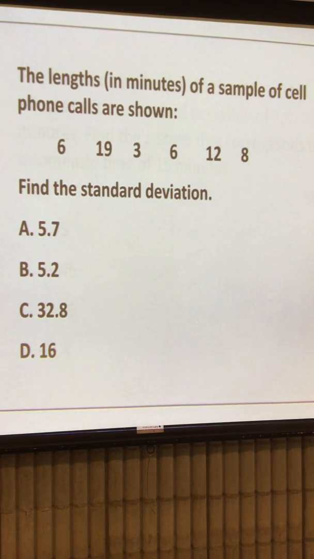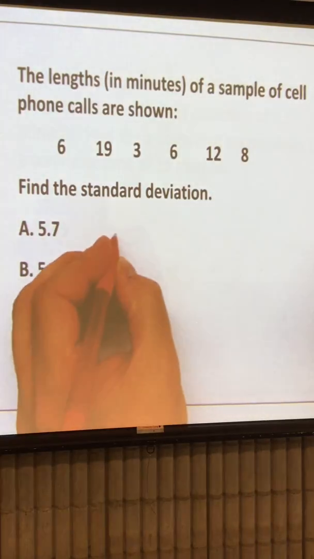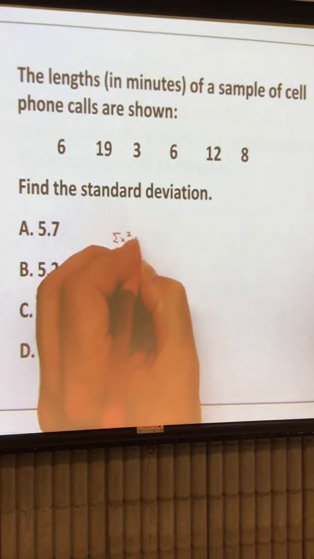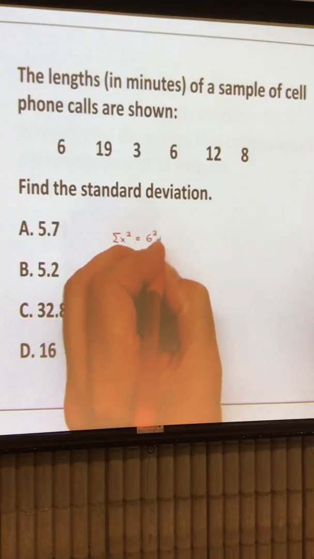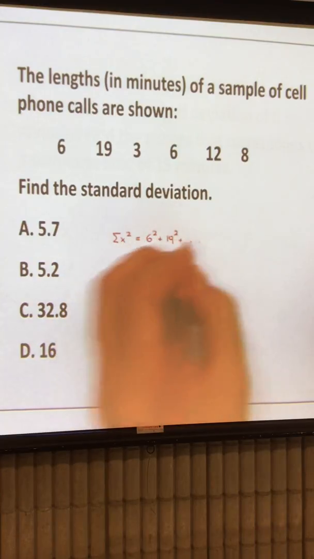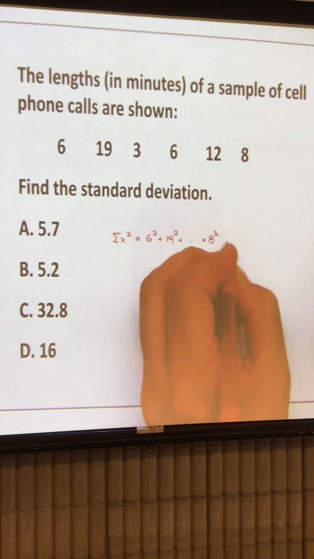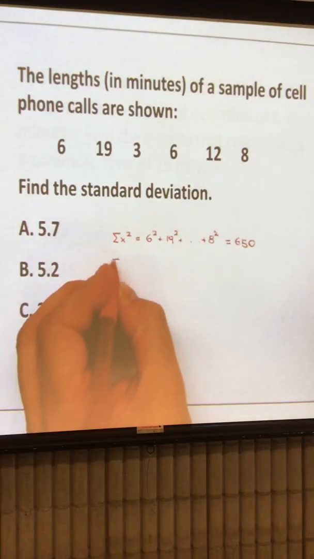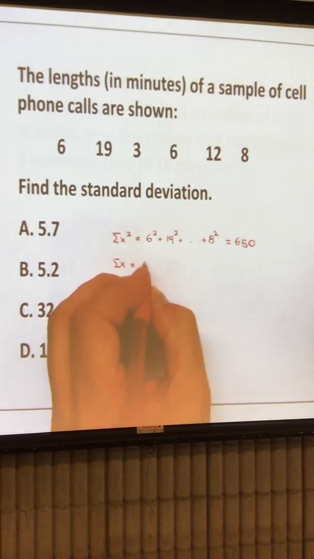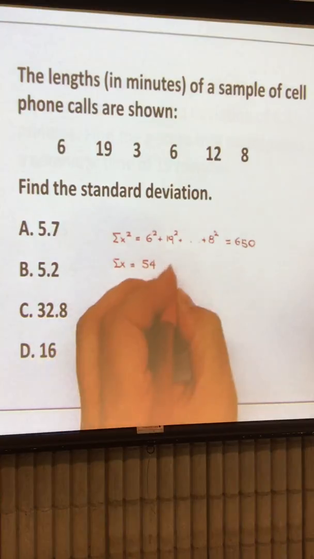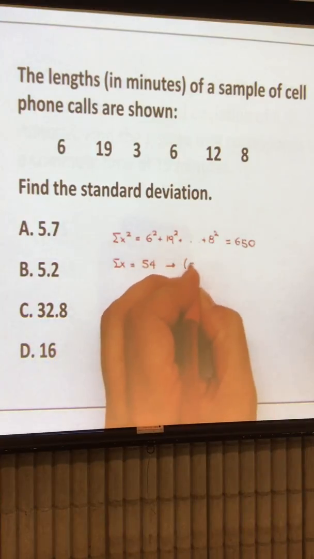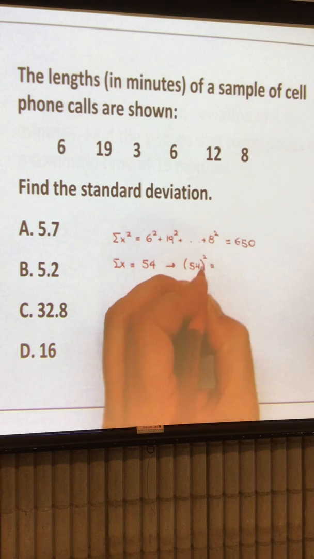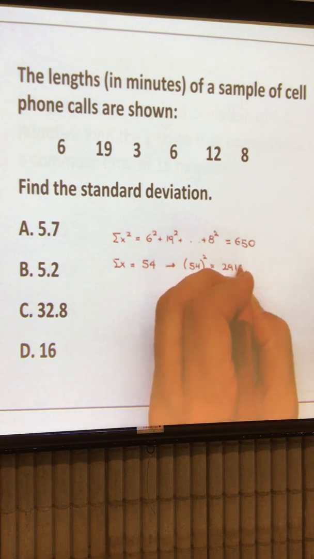For problem number 5, we have to calculate the standard deviation. So step 1 is to calculate the variance. So we have to calculate summation of x squared, which is 6 squared plus 19 squared plus 8 squared. This is going to be 650. Summation of x, which is from the previous problem 54. And we have to take the square of 54. So this is going to be 2,916.